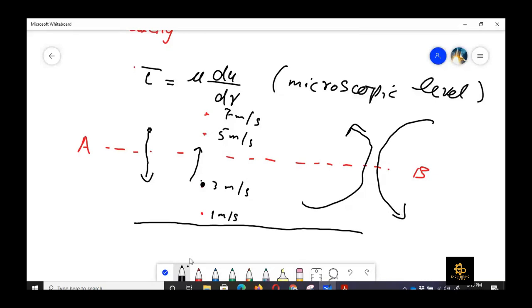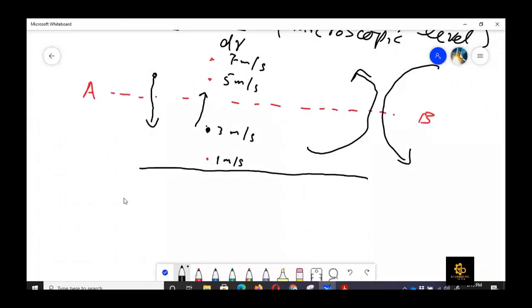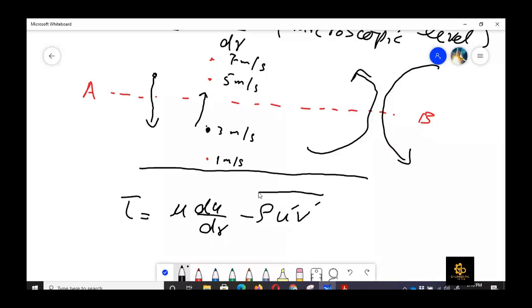So if we want to show the contribution of that turbulent flow, then the total case we can write as tau is equal to mu into du upon dr minus rho u prime v prime, right? So this is what we call the turbulent case.